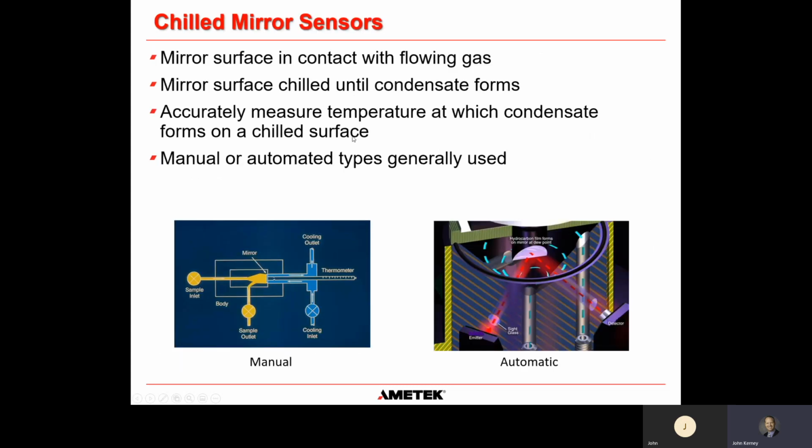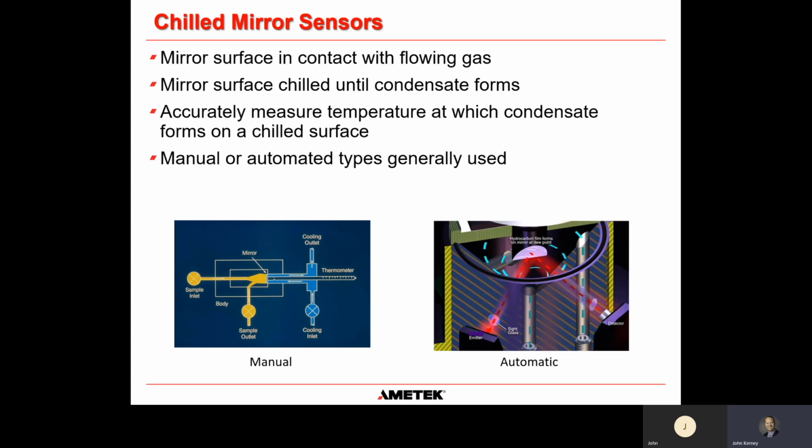Then the last technology, just to touch on briefly, is chilled mirror sensors. These really come in two different forms. One is manual, and the other type is automatic. The principle of operation in either case is the same. Fundamentally, you have a mirror. In the case of a manual device, you're actually looking through an eyepiece at the mirror itself. In the case of the electronic version, you're bouncing a light beam off the mirror to a detector.